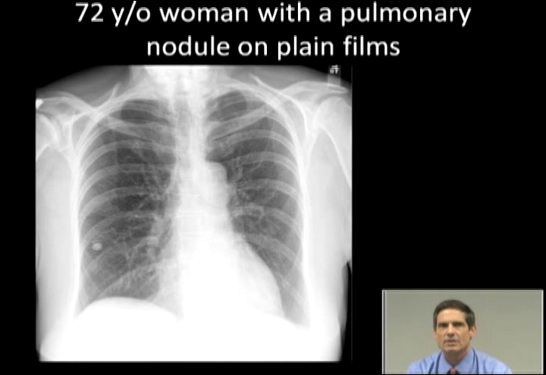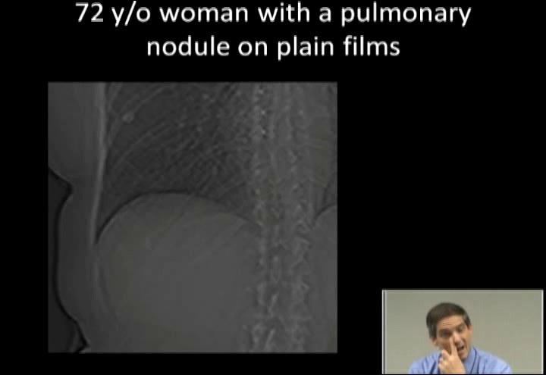Here, for example, is a 72-year-old with a very dense lesion in the right lung, almost certainly a granuloma, who didn't have any old chest x-rays. There's the lesion, marked by an arrow. She did have, however, an abdominal CT scan done some 2 or 3 years before, and the scout view of the abdominal CT scan actually included the lung base.